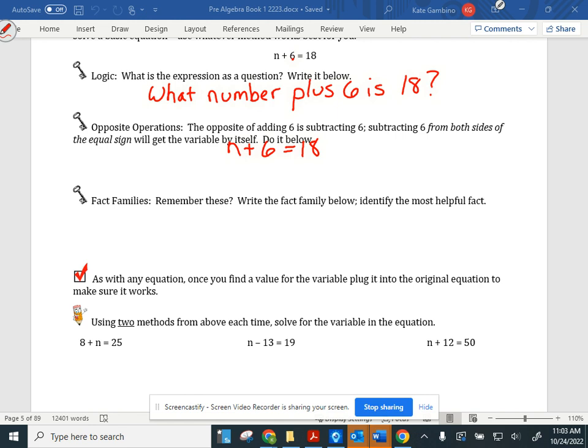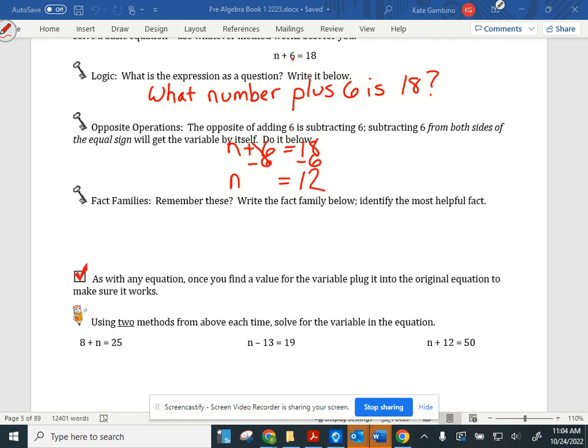So if we have n plus 6 equals 18, the opposite of adding is subtracting. So I'm going to subtract from both sides of the equal sign. N stays the same. What is 6 minus 6? It does 0. So we don't have to rewrite that at all because 6 minus 6 is 0. Then I'm going to write my equals. What is 18 minus 6? 12. So there's my answer.